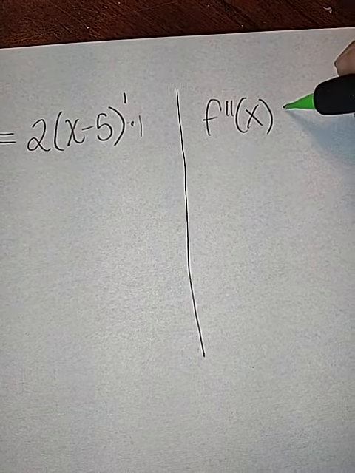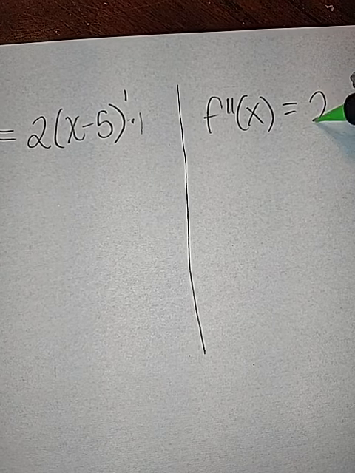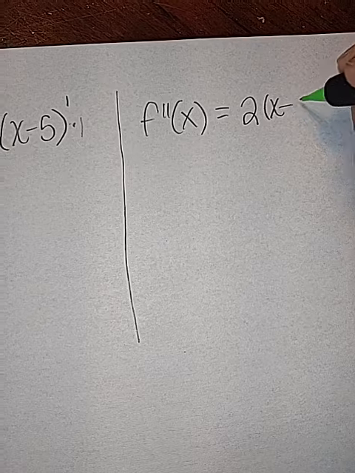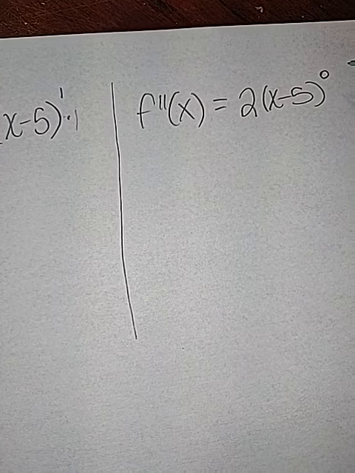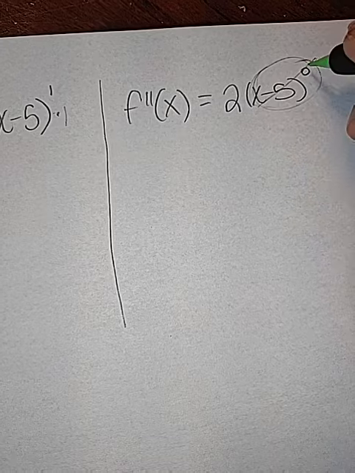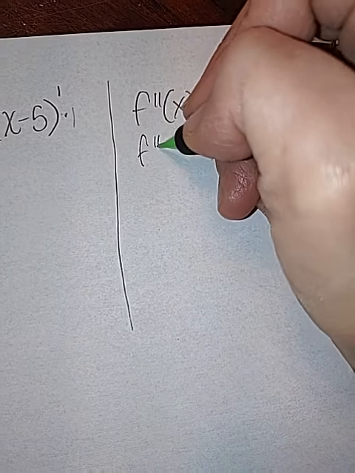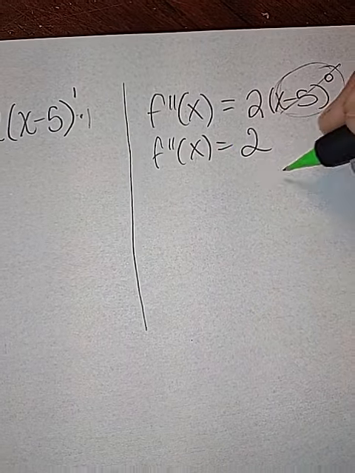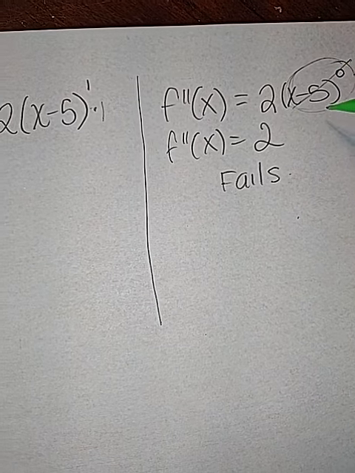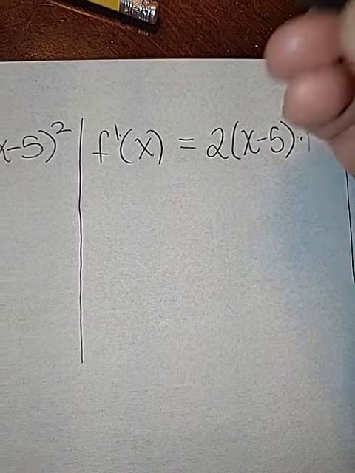Okay, second derivative, I get 2. And then x minus 5 to the 0, because 1 minus 1 is 0, which makes this whole thing cross off, which means I get just the second derivative equal to 2. So I can't use the second derivative test because I don't have an x value here. So I'm forced to use the first derivative test.